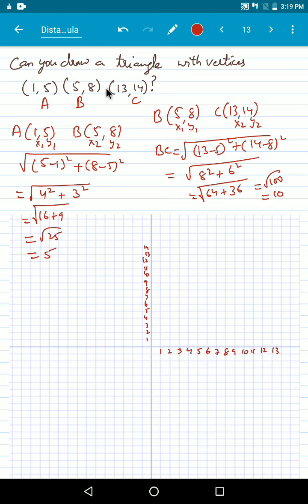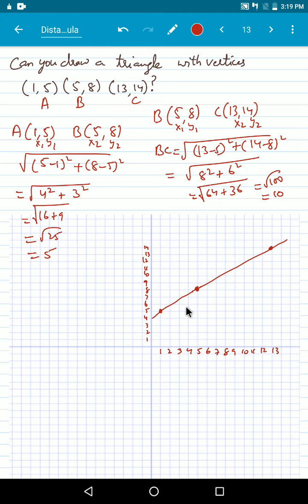These points will be collinear because we are unable to draw a triangle, isn't it? (1, 5) is here, (5, 8) is here, okay, (13, 14), the last one is 14 here. So see, it is a straight line. The points are lying on a straight line. This means the points are collinear. Can we draw a triangle now? No. Three sides are not possible, right? Hence, we cannot draw a triangle.